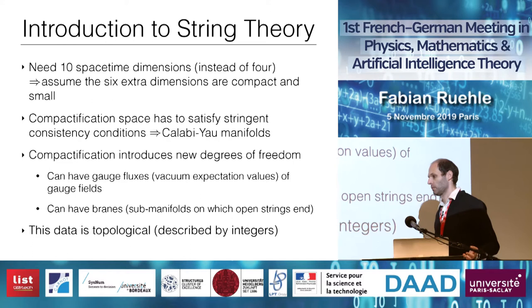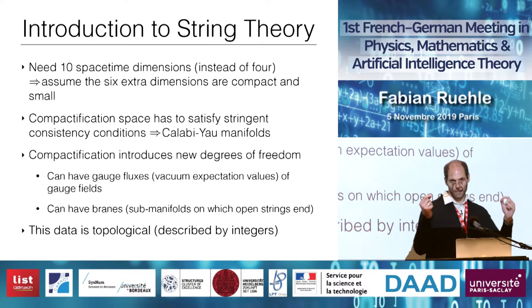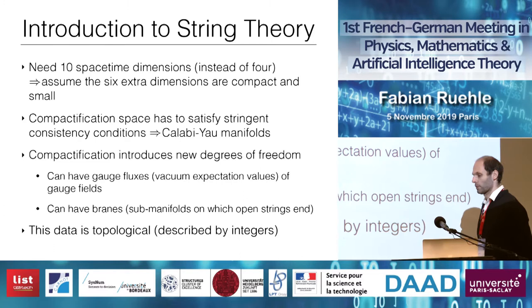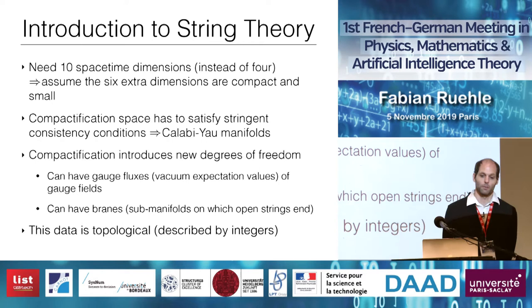So in general, as I said, you take a point particle, you replace it by a string, and the string can be open or it can be closed. If it's open, its endpoints are fixed to branes, and these branes are then attached or wrapped around some two or four dimensional submanifolds in this six dimensional Calabi-Yau space.